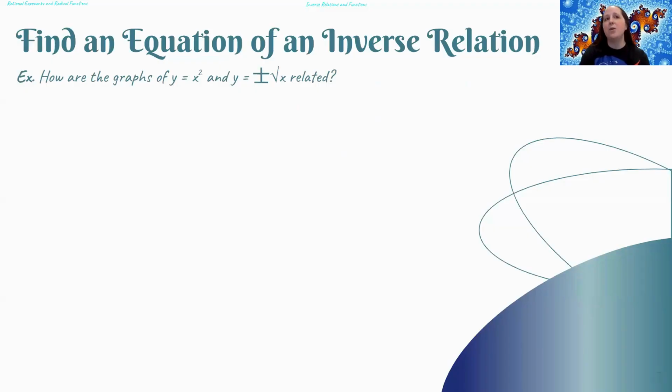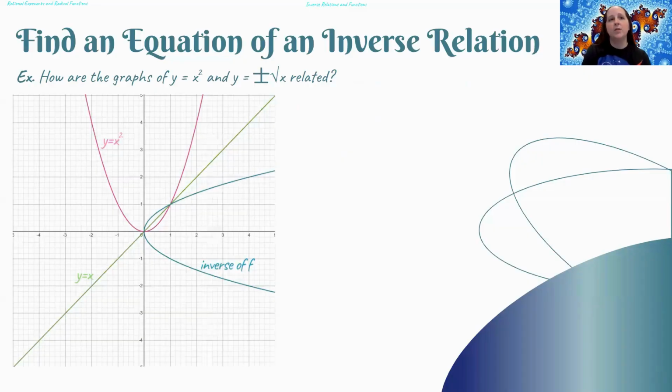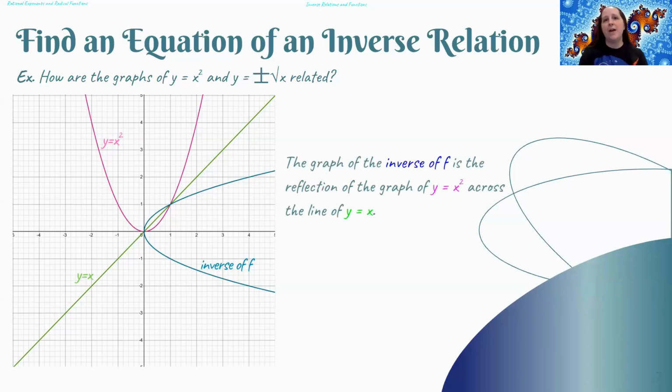How are the graphs of y equals x squared and y equals plus or minus the square root of x related? Okay, so this is what they look like. My pink is y equals x squared, that original function, and the inverse of f, or plus or minus the square root of x. Okay, so basically, over this green line, if I were to fold it in half along that y equals x line, they would create the exact same function. Okay. The graph of the inverse of f is the reflection of the graph of y equals x squared across the line y equals x.